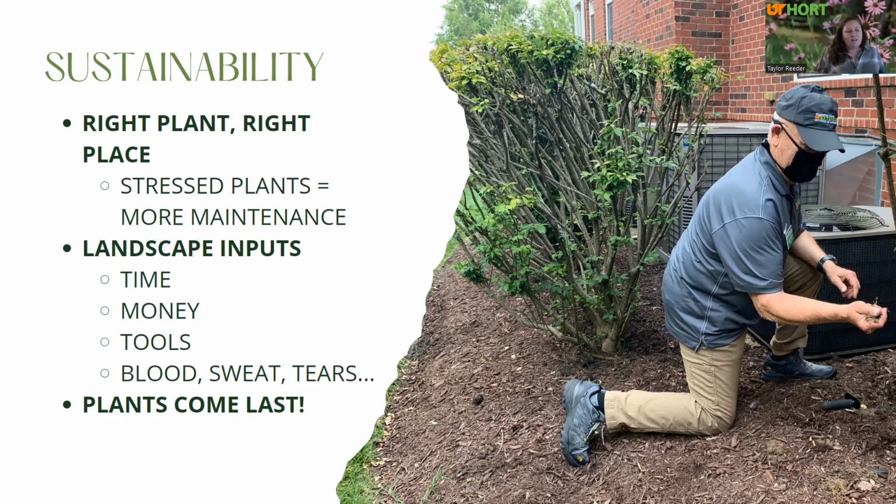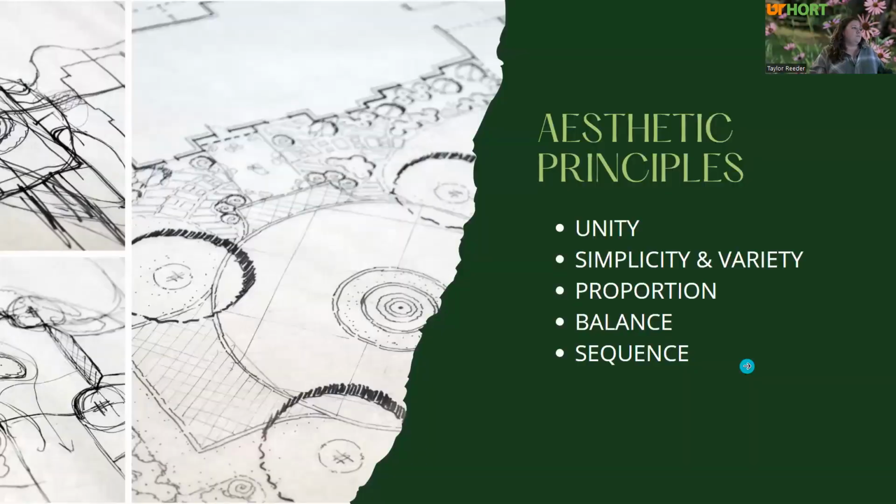Probably not. So when we think of design, we need to think of our sites first, our site specifics first, go through that process, and then plug in plants that do well. Plants come last. I know it's hard, but it's a good way to think about it so that you can have that long-term sustainability of plants in your landscape. All right.